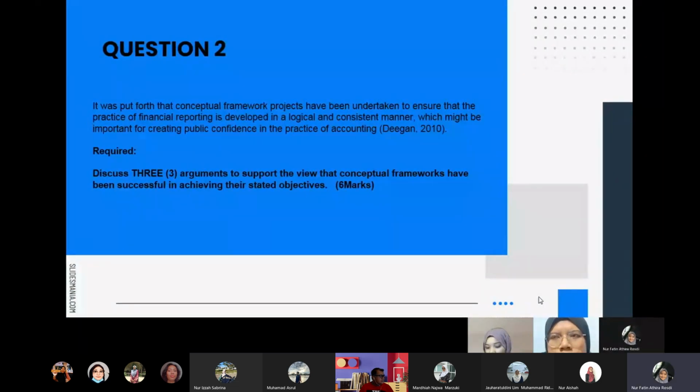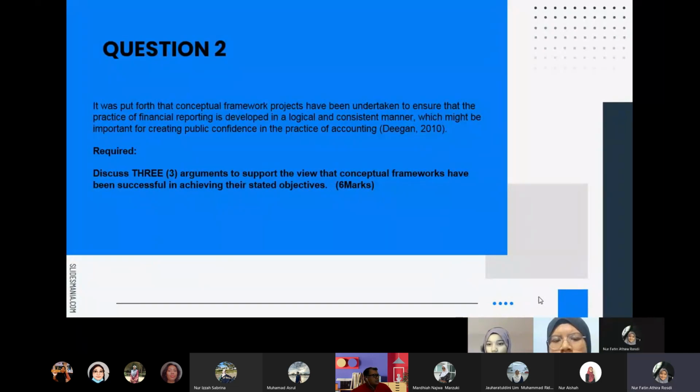Before I move on to this answer, I would like to explain what the question asks us to do. For me, this question asks us to give more evidence that says the conceptual framework is effectively used to achieve objectives. For example, we can answer why we need a conceptual framework, the importance of the conceptual framework, or the direction of the conceptual framework. So let's look at the answer.